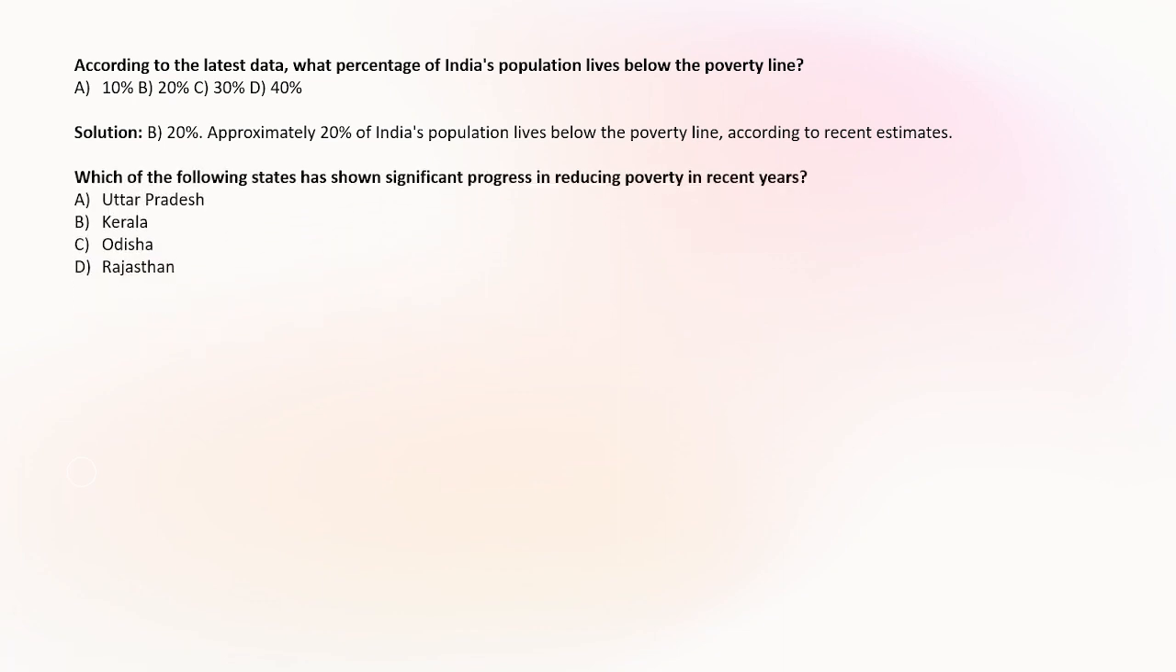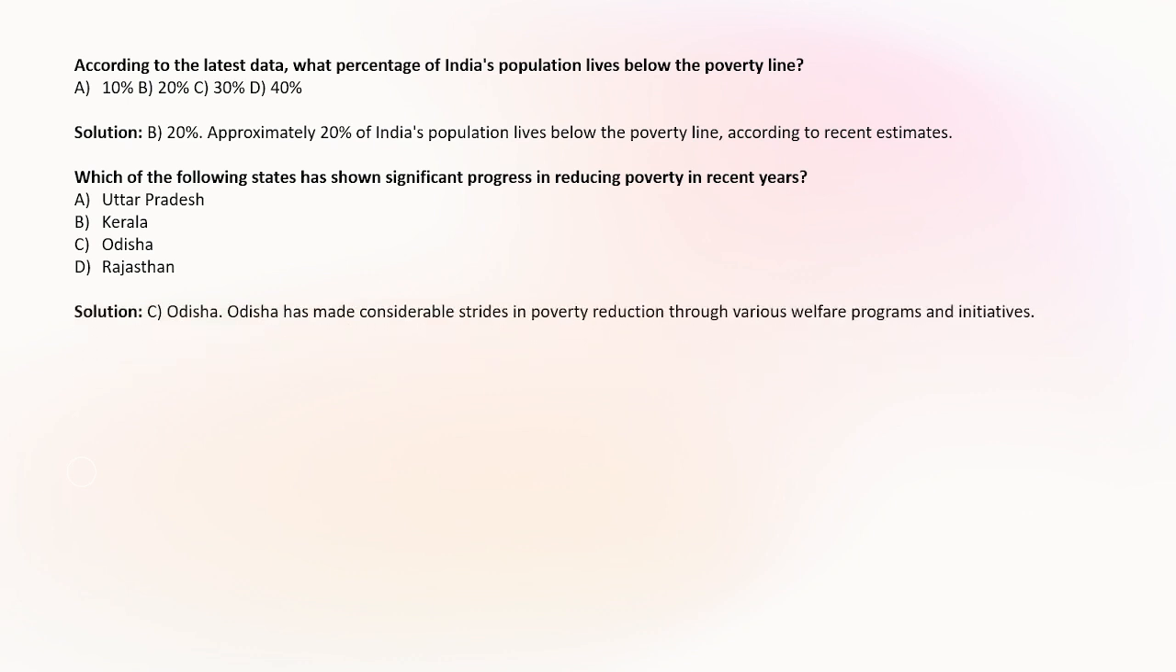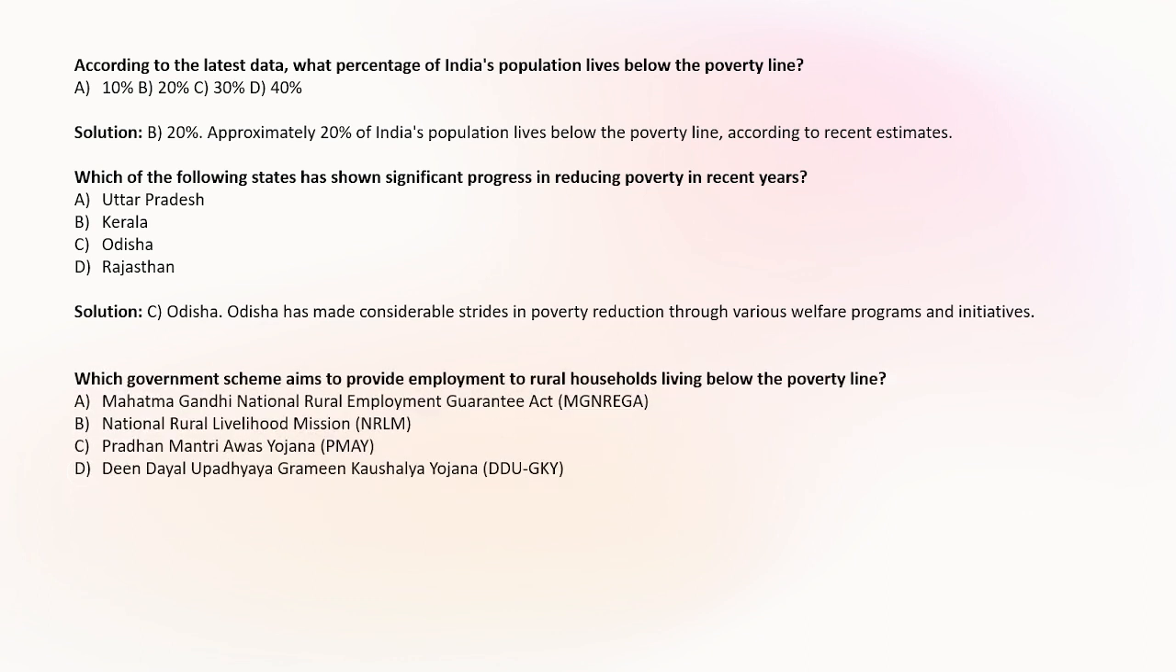Next question. Which of the following states has shown significant progress in reducing the poverty in recent years? Which state? Is it Odisha? Yes, it is Odisha. Odisha has made considerable strides in poverty eradication through various welfare programs and initiatives. Our CM is wholeheartedly working to achieve the Sustainable Development Goal 1, that is zero poverty.